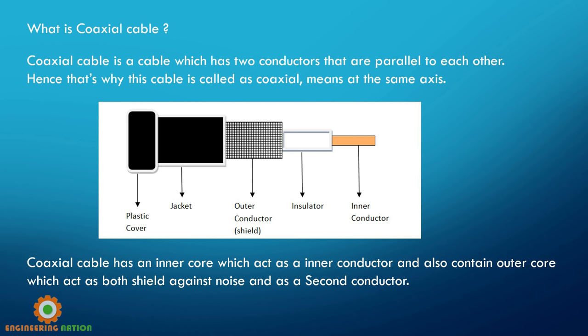Coaxial cable has an inner core which acts as the inner conductor and also contains the outer conductor which acts as a shield against noise as well. So the outer conductor has both functions. It can conduct electricity and data, plus it can shield the inner conductor against noise or any other attenuation problem. So this is the best suited cable for transmission over a long distance.